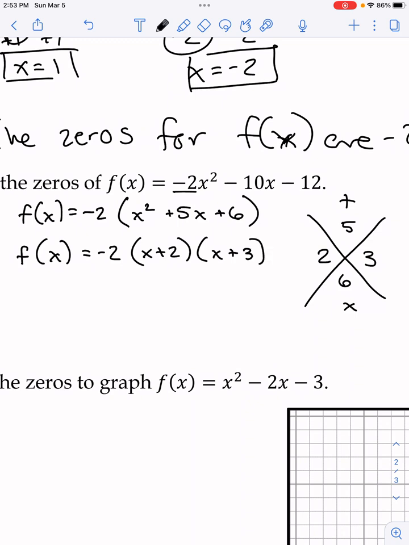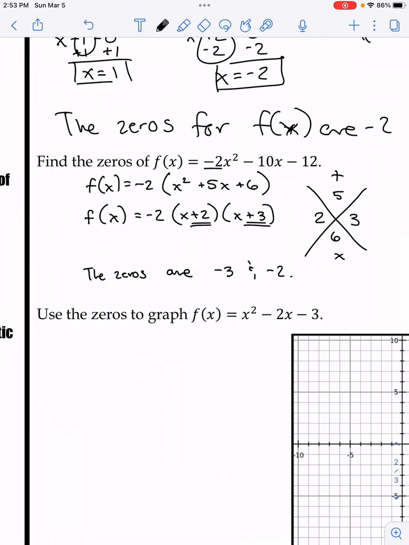Now, we could set this up using the zero product property, but we know it's just going to be the opposite of these two values. So let's just write that. It says the zeros are -3 and -2, just putting in order from least to greatest.